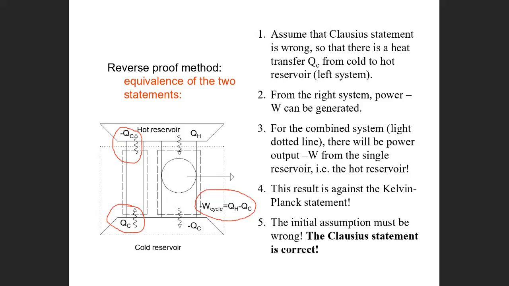So you can see, if there is only pure work output, the initial assumption must be wrong, so the Clausius statement is correct. So we can use the reverse proof method to prove that this is impossible: heat being extracted only from a cooler body to a hotter body.